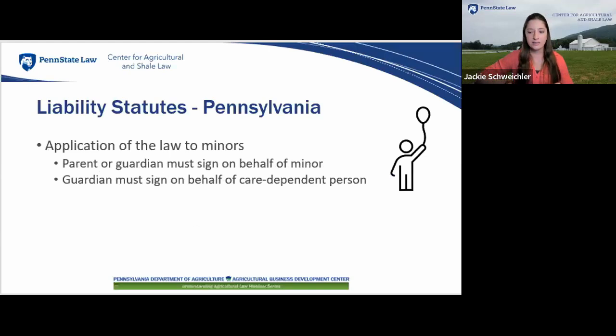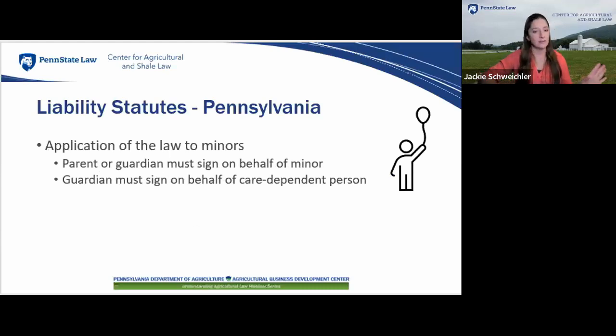The last thing I want to say about Pennsylvania's agritourism statute is that the law states that a parent or guardian must sign the acknowledgement agreement on behalf of a minor or care dependent person. But as a note to this, generally children do not have the legal capacity to sign liability waivers. And so a waiver signed by a child might be voidable.